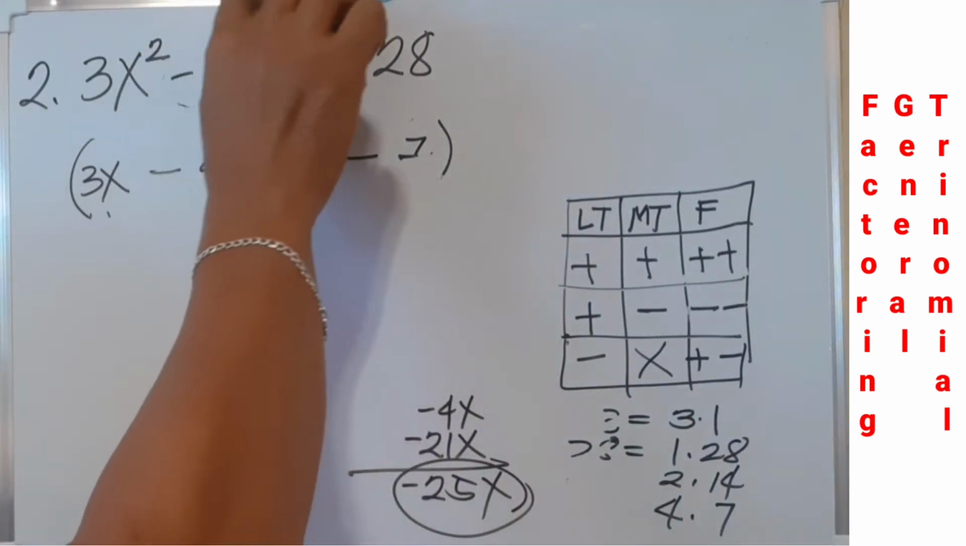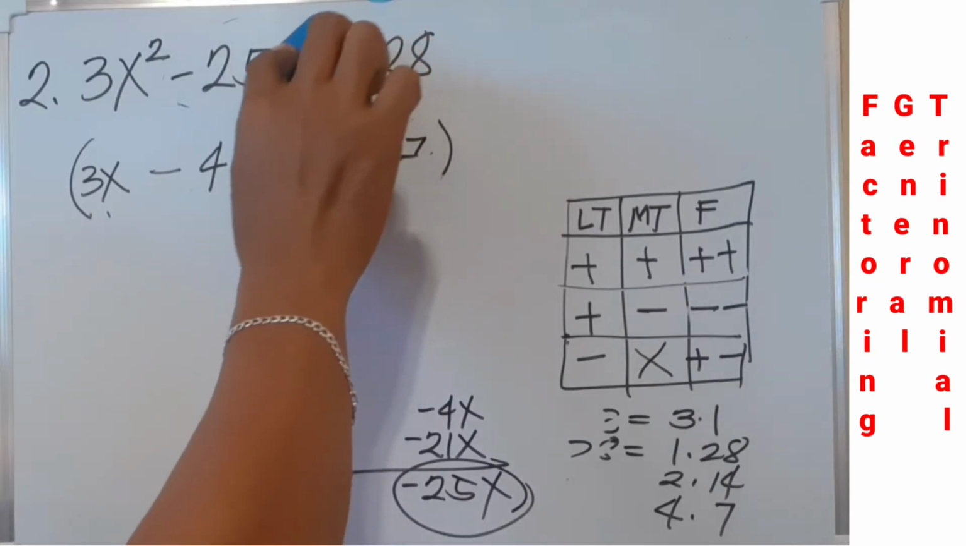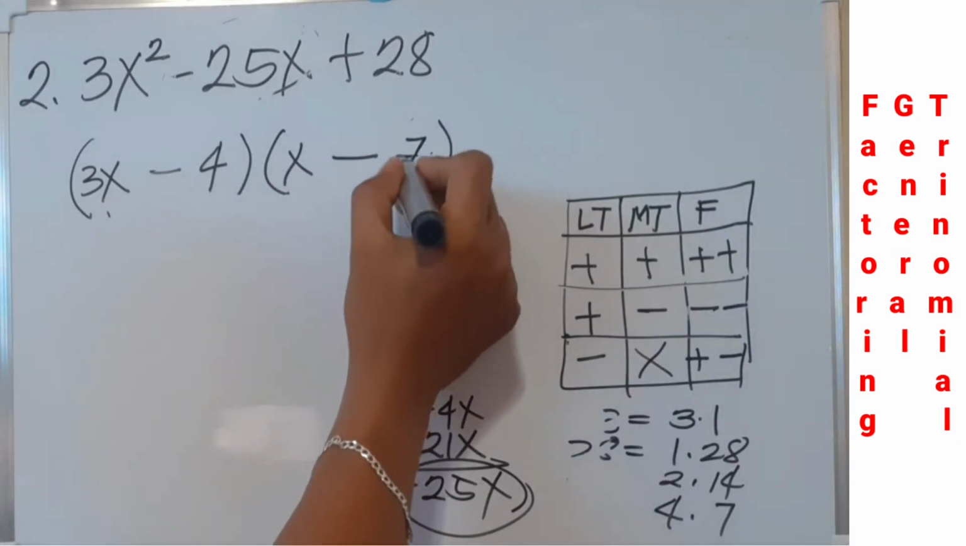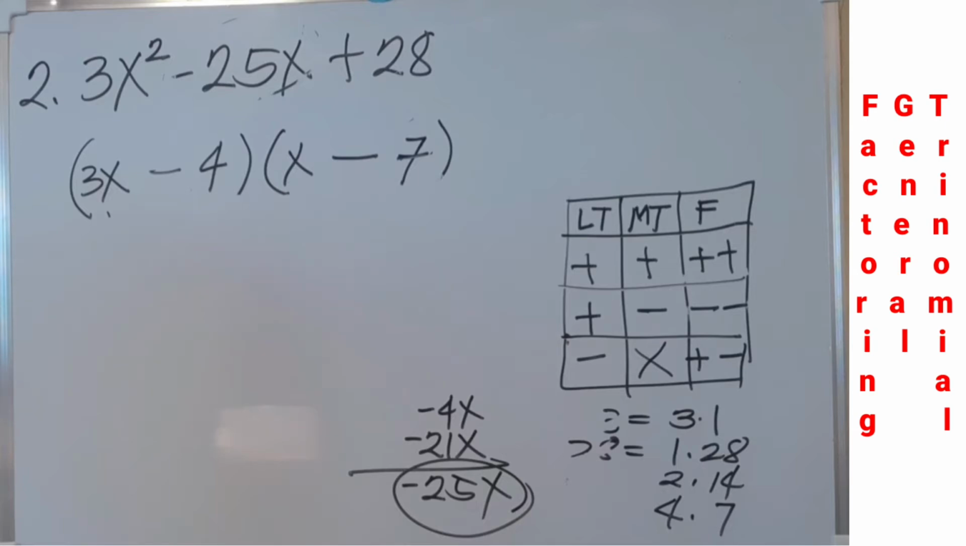So, the factors now of the given polynomial 3x squared minus 25x plus 28 are 3x minus 4 and x minus 7.